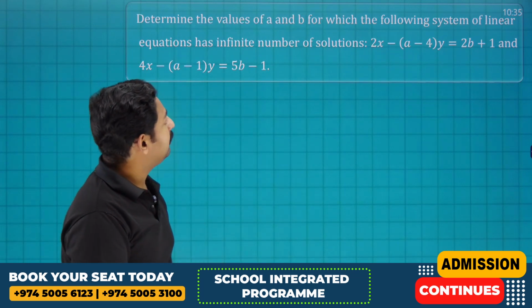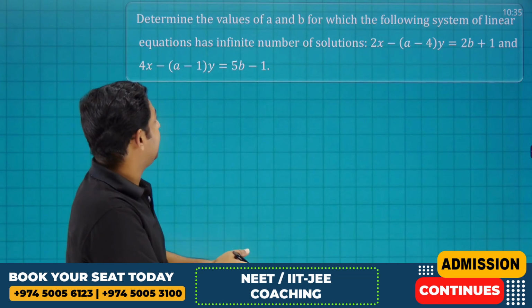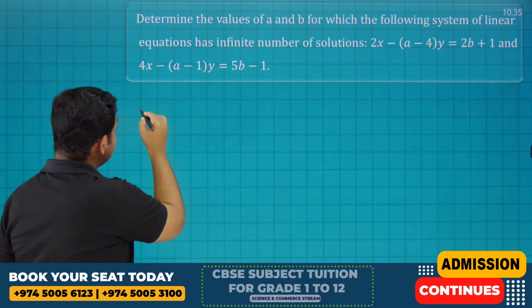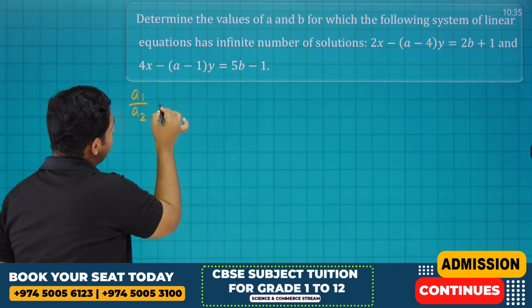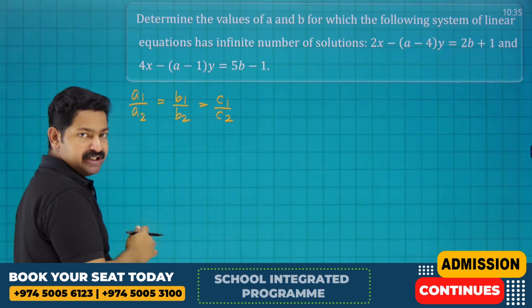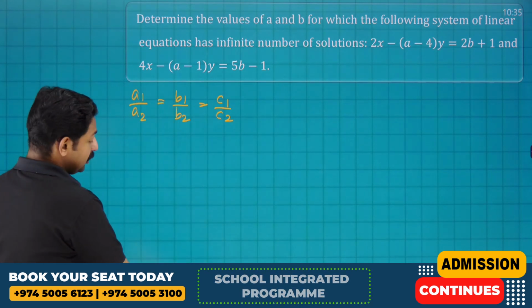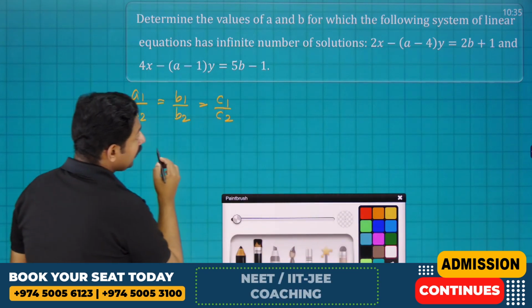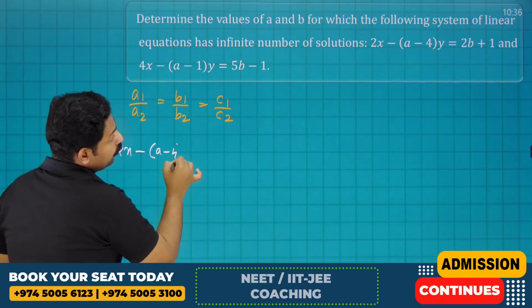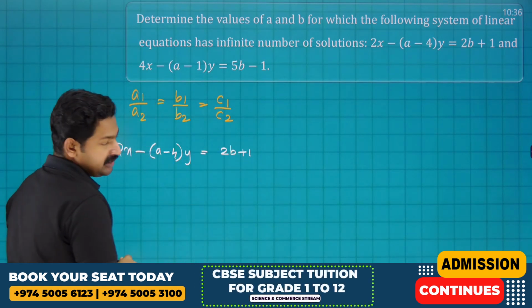Determine the values of a and b. Again, we need to find out the value of a and b in which the following system of equations has infinitely many solutions. Again, infinitely many solutions, and we know the condition. Infinitely many solutions means a1 by a2 is equal to b1 by b2 is equal to c1 by c2. This is the condition. Now, the two equations are given: 2x minus (a minus 4) into y is equal to 2b plus 1. This is the equation given.